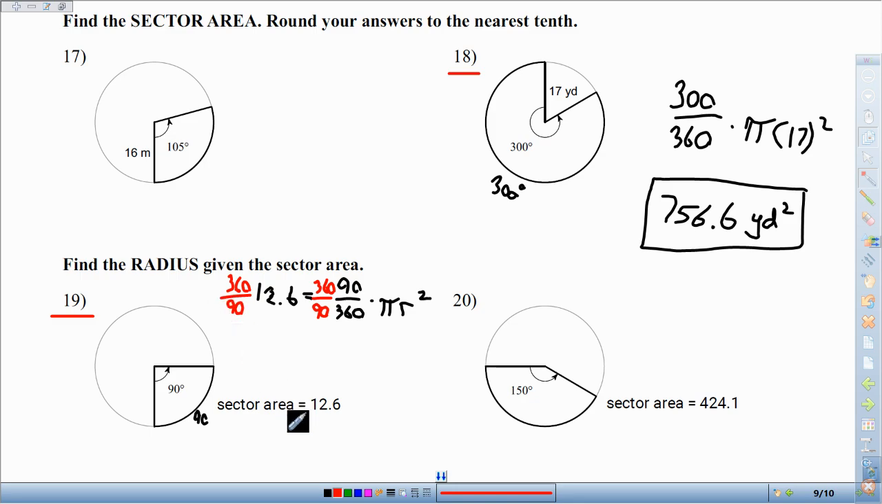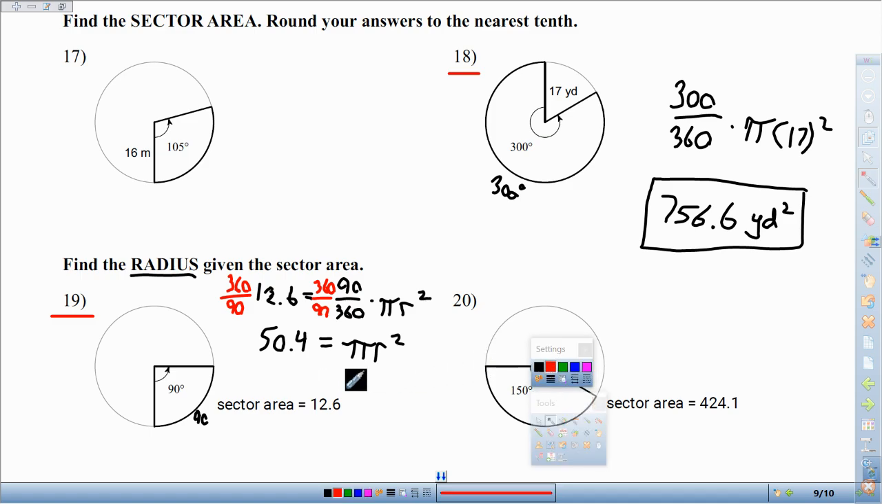So again, do this with me. We got 360 divided by 90 times 12.6. That gives me a 50.6. Oh, not 6, my bad, 4. On the right, these are gone. We have pi r squared. They do want us to find radius, right? So let's keep going. We now can get rid of pi by dividing.